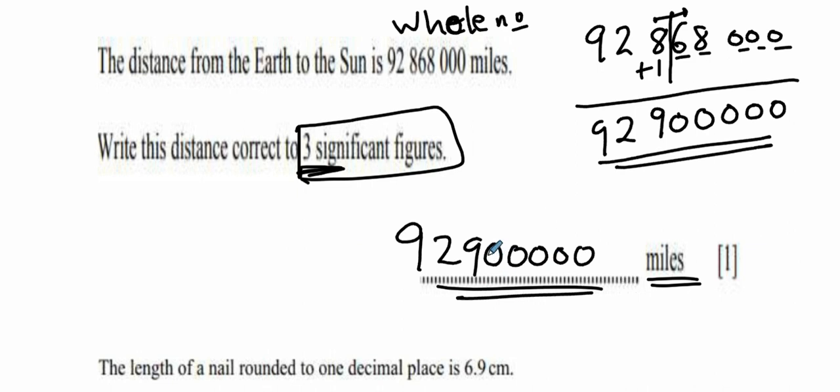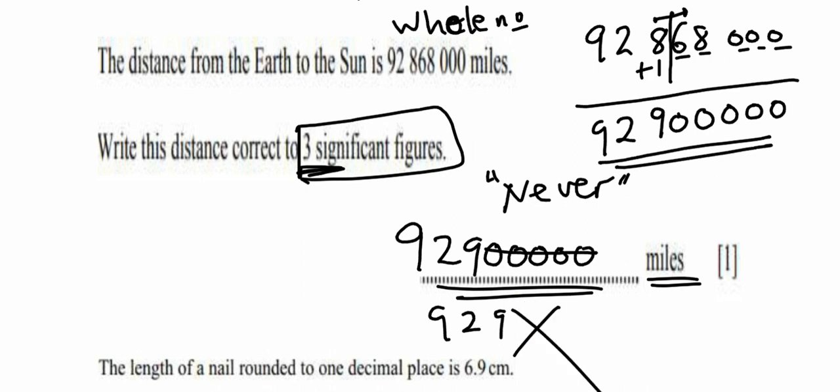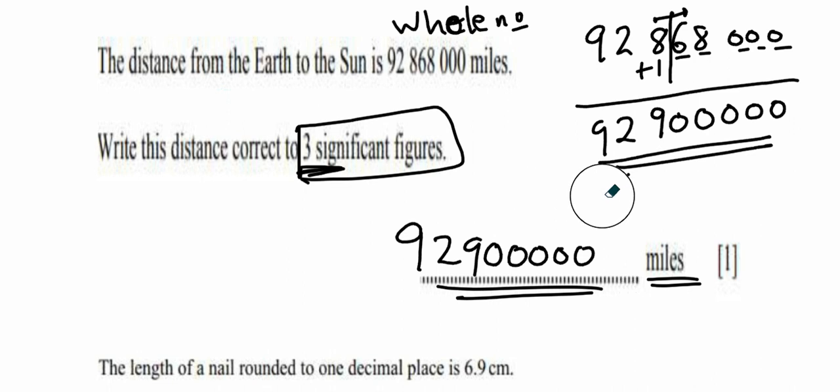Never do not cancel this 0 and get 929. That is not the correct answer. So I said, in a whole number, don't cancel the zeros. Never cancel the zeros. Leave the answer with the zeros.